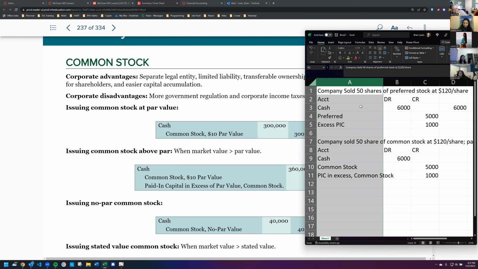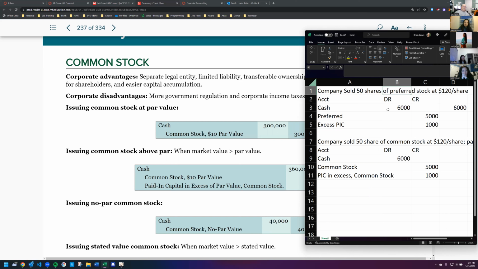So really the only difference between the two is that common stock is subordinate to preferred stock when you issue dividends. Dividends will first go to preferred stock and then to the common stock, depending on what their rights are for preferred dividends.